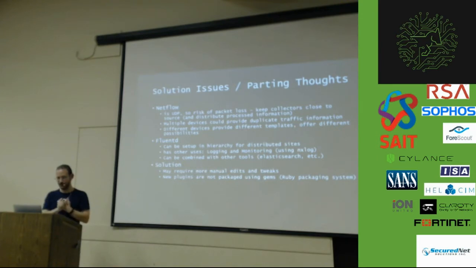A couple of things with fluentd. You can set it up as a hierarchy and capture locally in UDP and then use TCP to communicate, which is going to provide reliability and ensure that you don't get packet loss. So that's one way to do it.